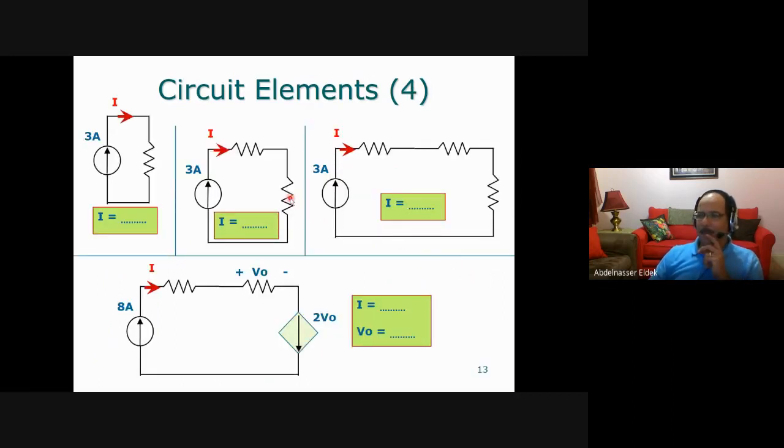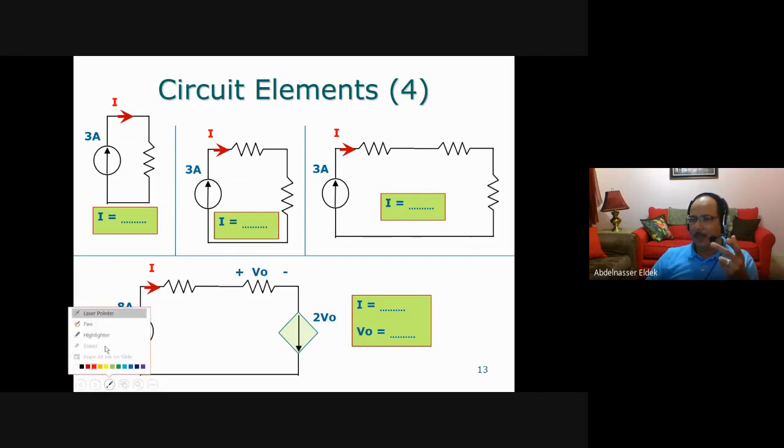To solve this simple example, if we have a circuit like this and a current source like this, and I want to calculate I, the current will never change unless you have a certain dividing point. A dividing point is a point where, for example, you have a current moving like this and then you have a dividing point like this.